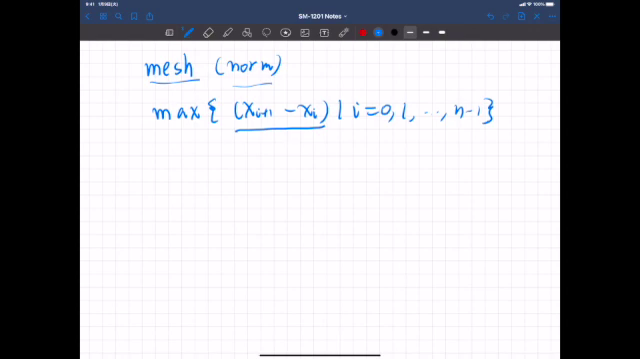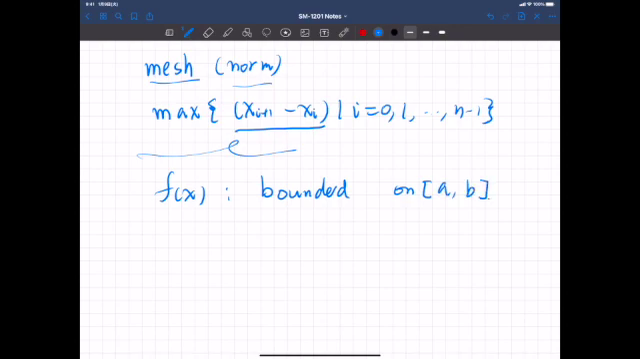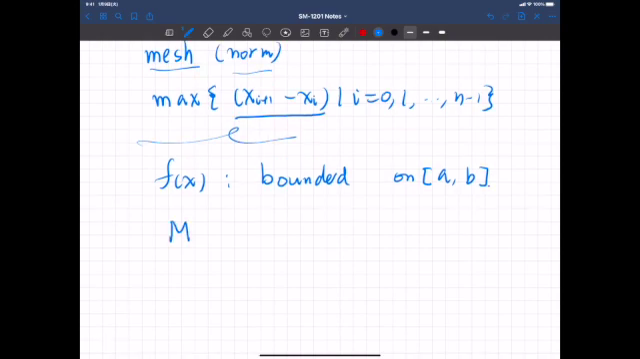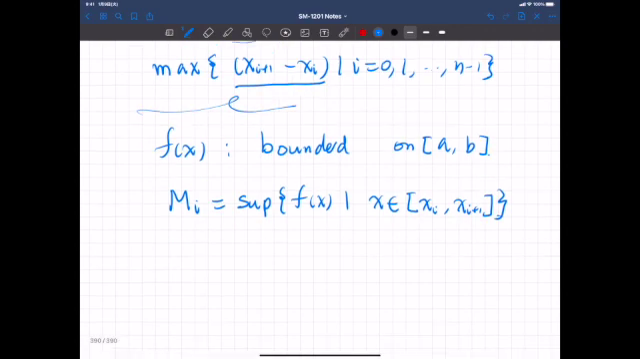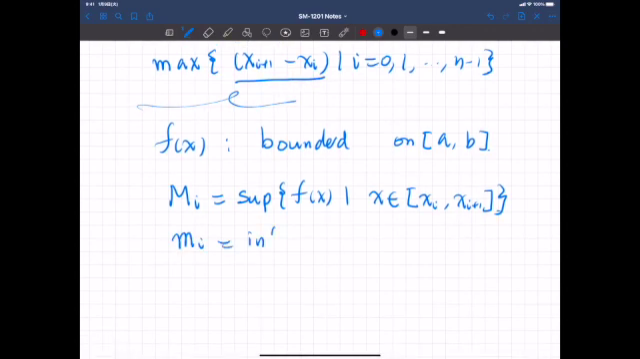Now let f of x be a bounded function on this interval between a and b. And we define the following quantities. So capital Mi is the supremum of the value of f of x within the subinterval xi and xi plus 1. And lowercase mi is the infimum of the values of f of x within the same subinterval.